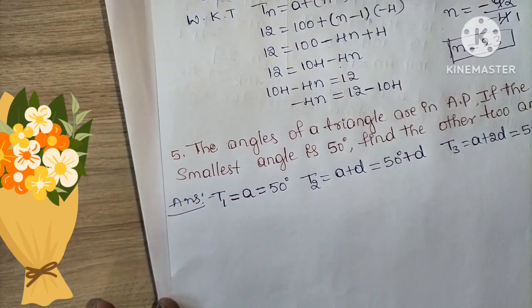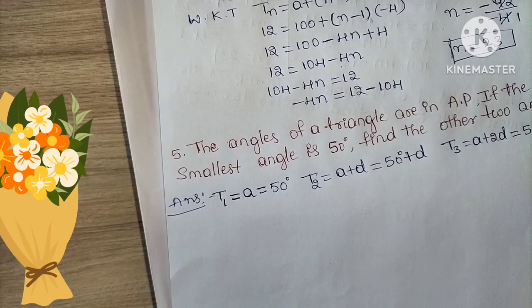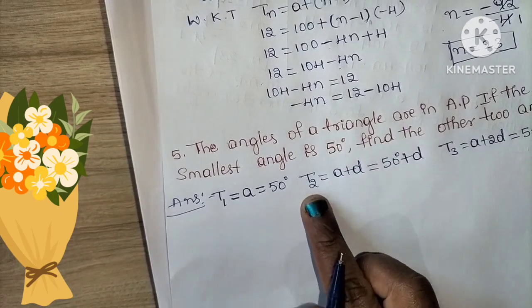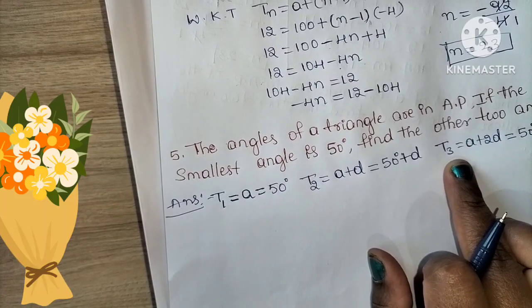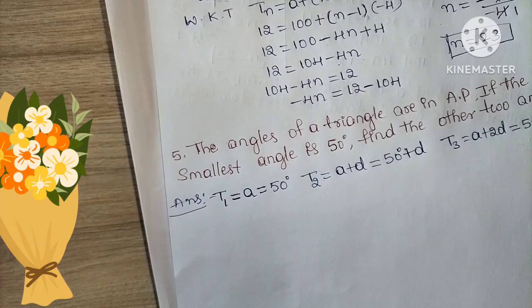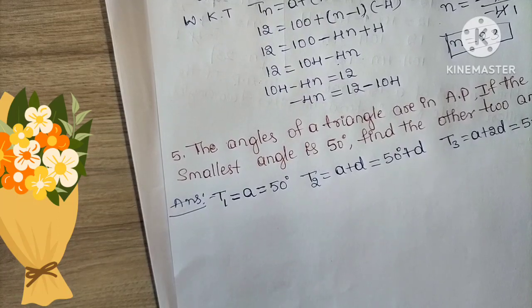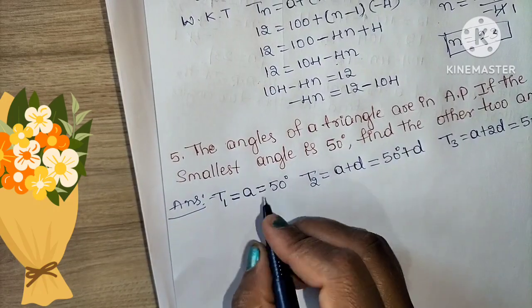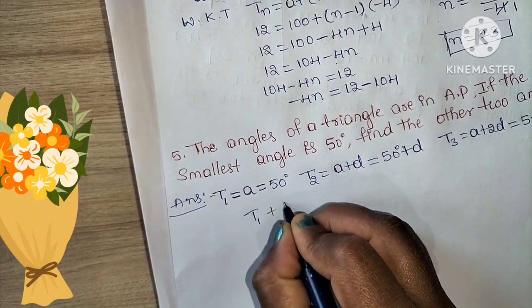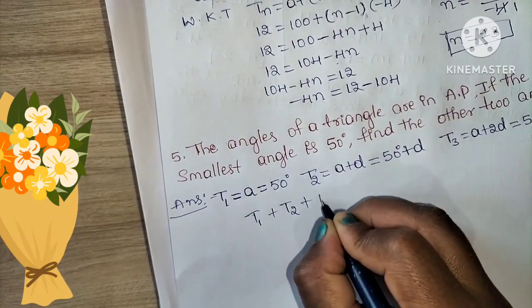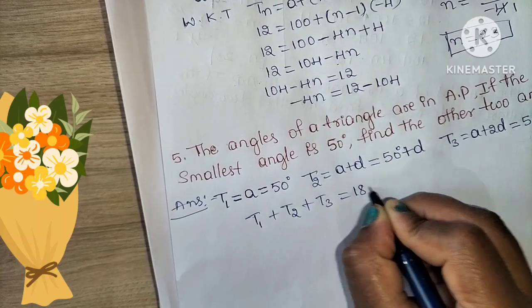So here we have to find the other two angles, term 2 and term 3. How to find them? Shall we use the arithmetic progression equation? No, but we know that the sum of the angles of a triangle is equal to 180 degree. So term 1 plus term 2 plus term 3 is equal to 180 degree.